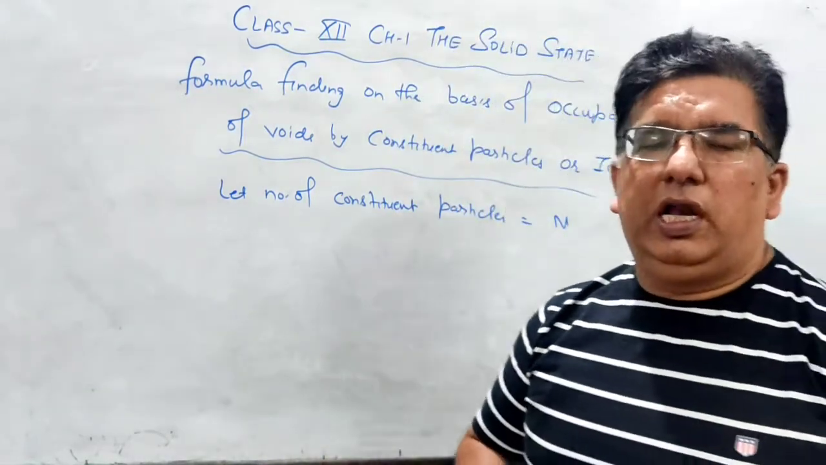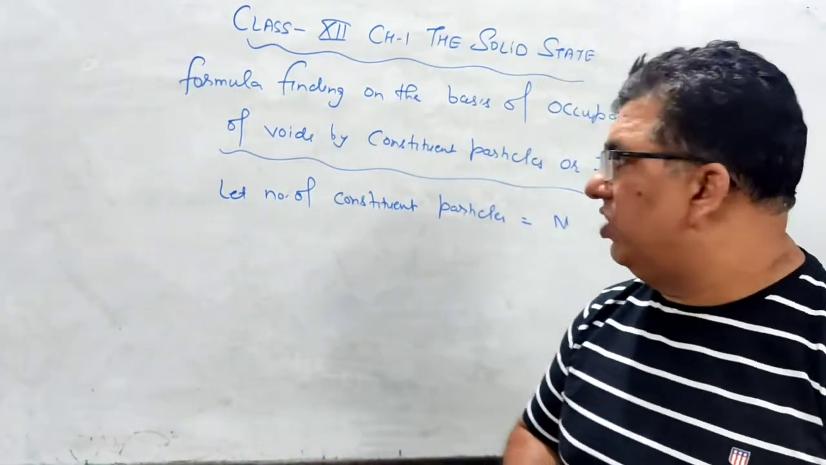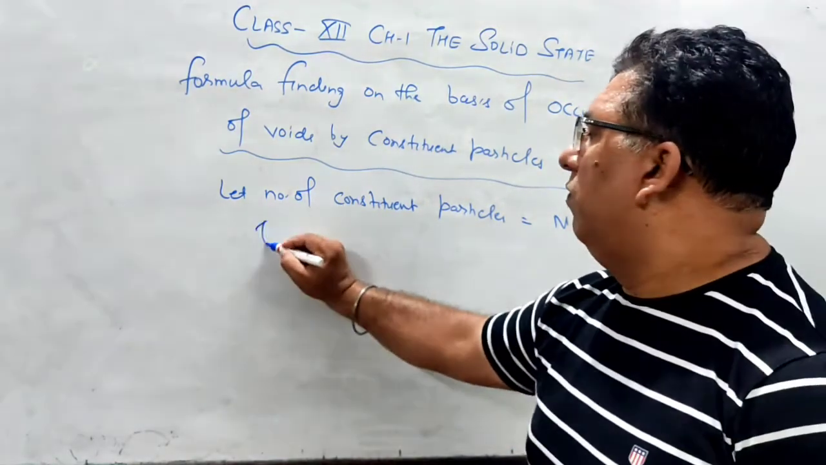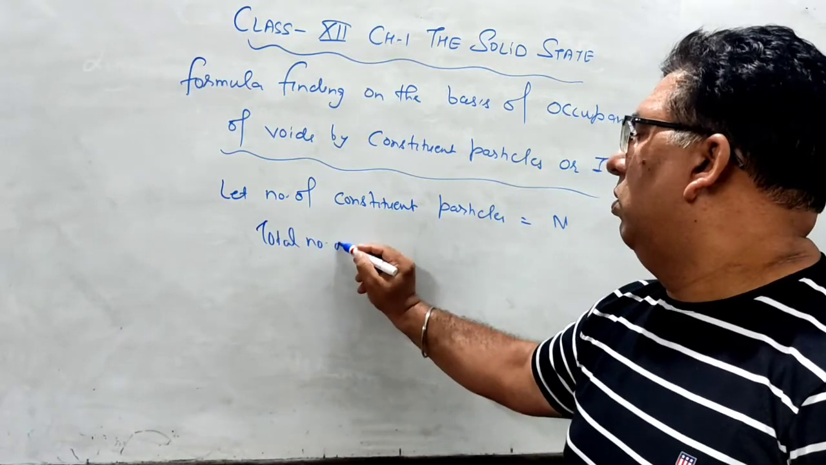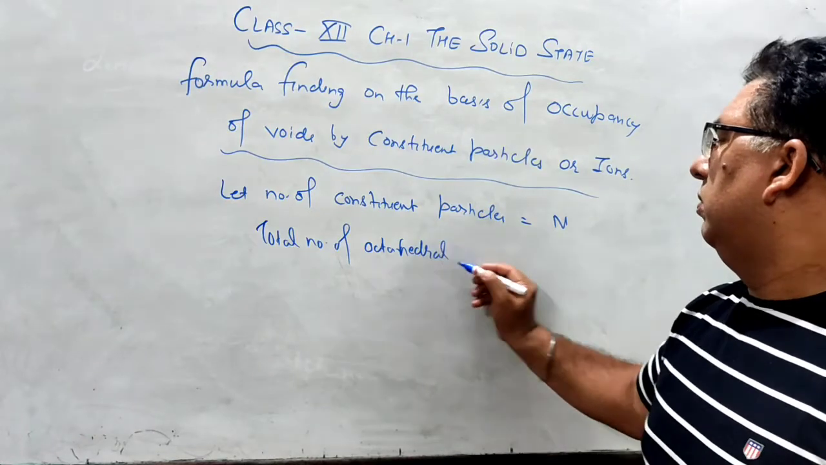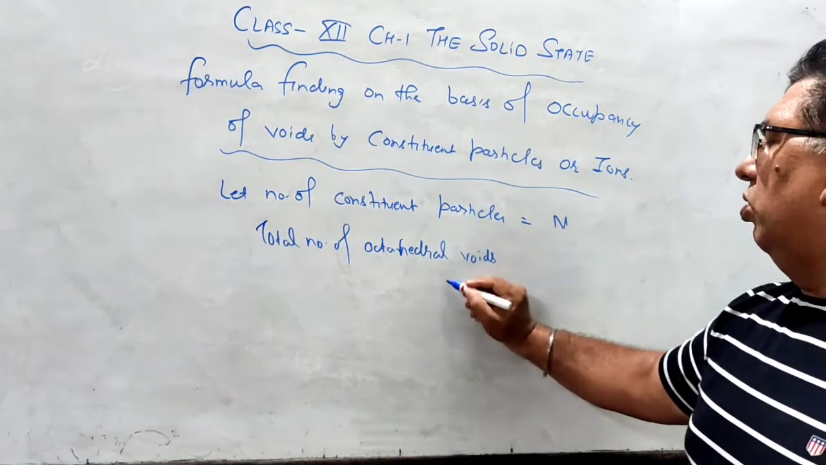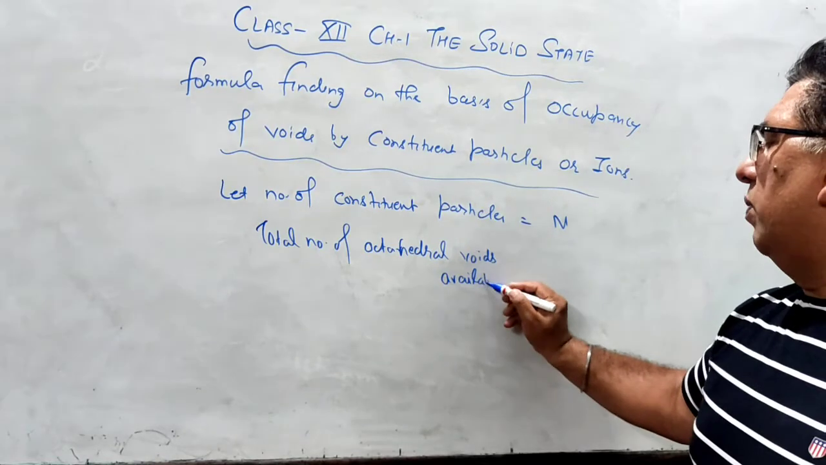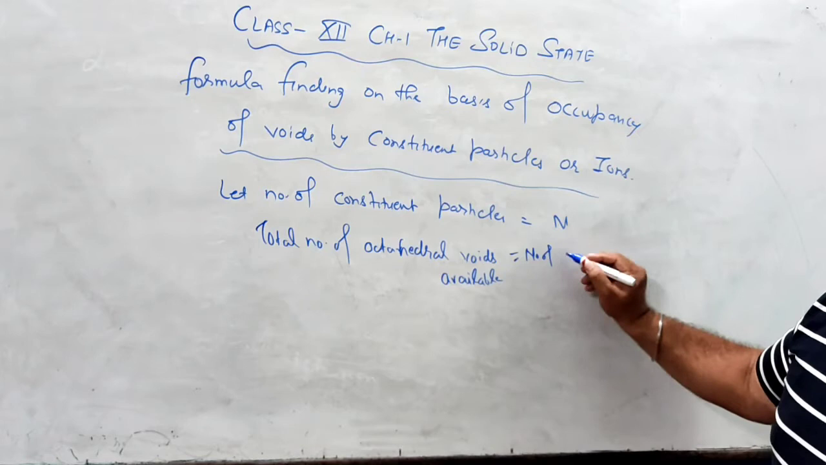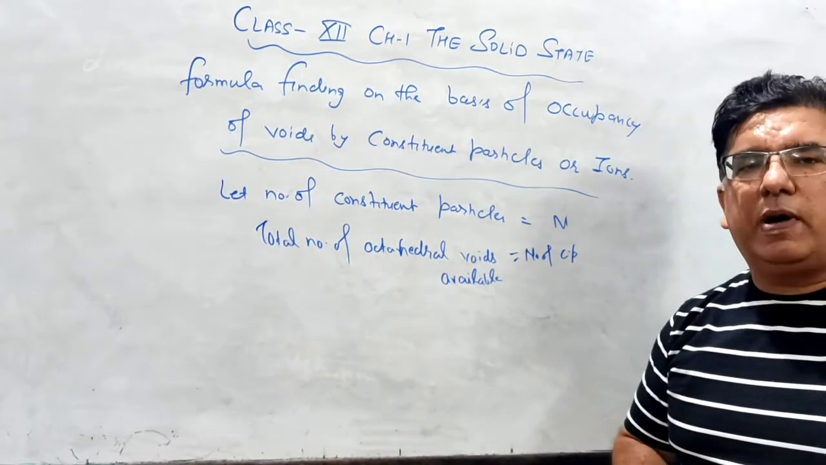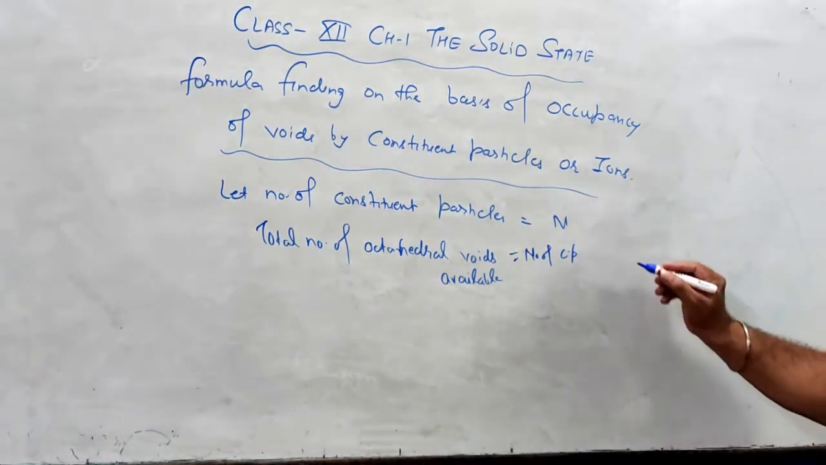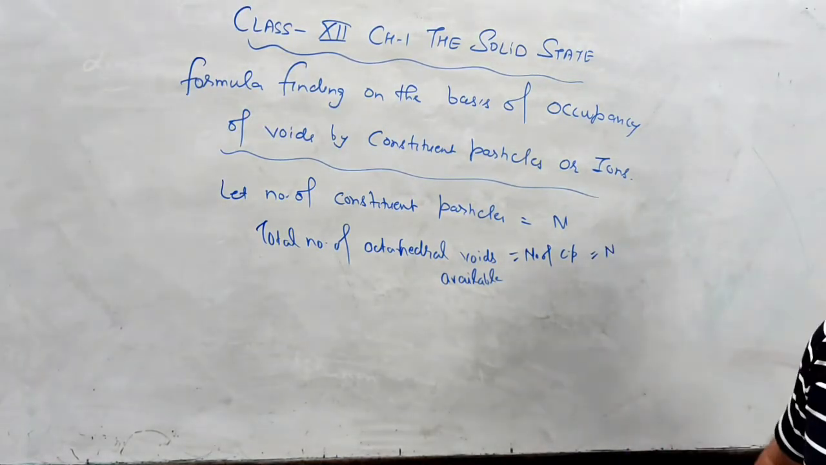Then we know in a cubic closed packing in 3 dimensions, we have studied about 2 types of voids in my previous video. So in that structure or in that compound, the total number of octahedral voids available is equal to the number of constituent particles. So the number of octahedral voids will also be equal to n.